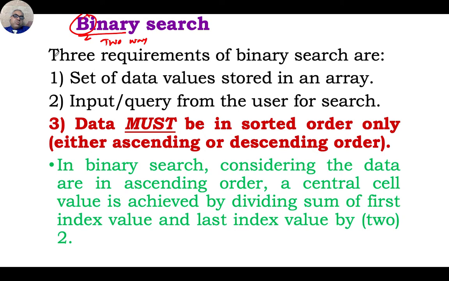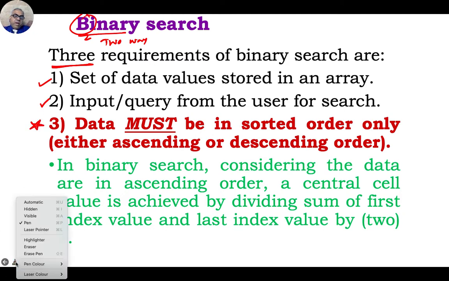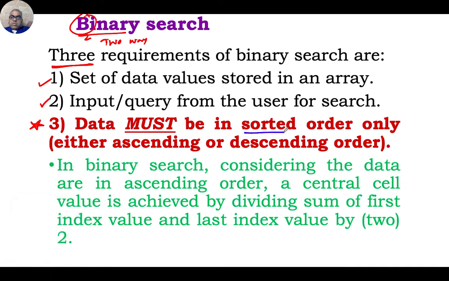Before I get into this two-way search, there are 3 requirements of binary search, whereas linear search had 2 requirements. For binary search, of course, a data set is necessary like linear search, and input from the user is necessary like linear search, but the third and most important thing is that whatever data you have must be in some sorted order, ascending or descending. Then only binary search is possible, otherwise binary search is not possible. So this is the third and most important requirement.